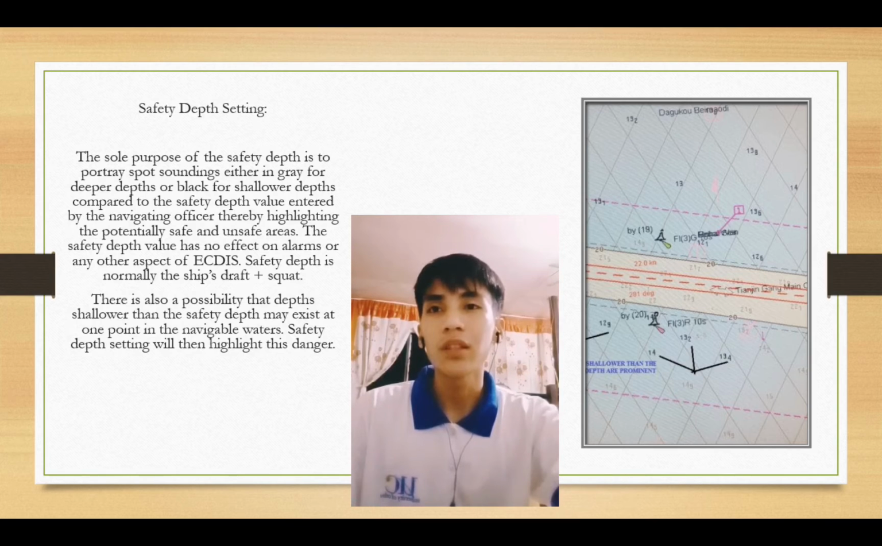If the safety depth and safety contour are both set to 11 meters, the ECDIS will emphasize the depth contour that is equal to or deeper than the selected contour, say 20 meters, whichever is available in the ENC.